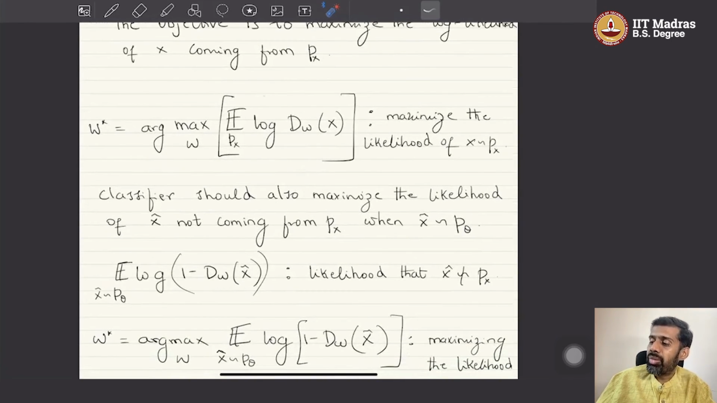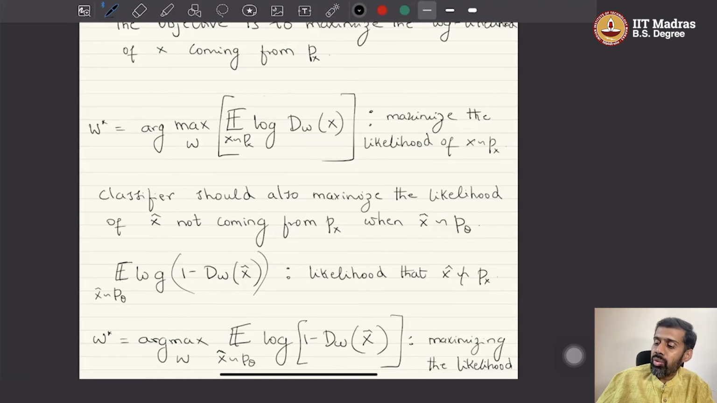that whenever the sample comes from px, we want the log likelihood of that to be maximized, right? So we just take the expected log likelihood of dw of x whenever the samples are coming from px, and we want that to be maximized. Okay, so I can write this as whenever x is being drawn from px.